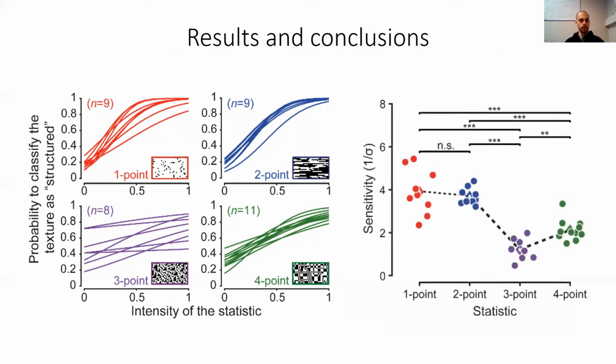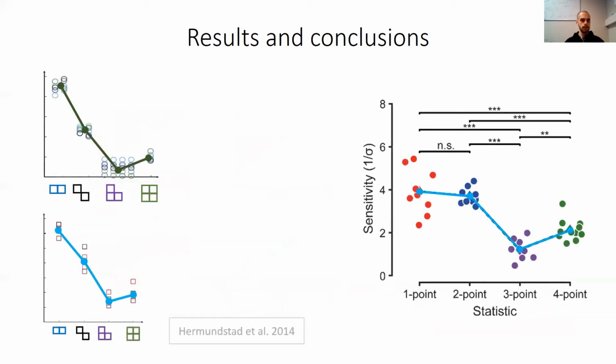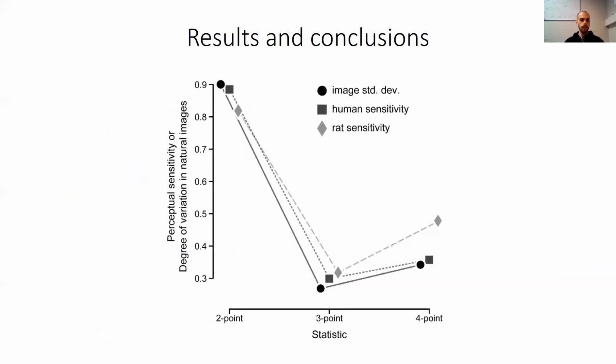If we now plot the perceptual sensitivities that can be derived from these psychometrics, we can see that their distributions differ substantially across the 4 groups. And if we look at the ranking, we find that it is the same already observed for humans and in the variability of multipoint correlations in natural images. And for the set of statistics that were studied both here and in the previous studies, the actual values of the rat sensitivity matched, up to a scaling factor, both the human sensitivity and the standard deviation of the statistics in natural images.